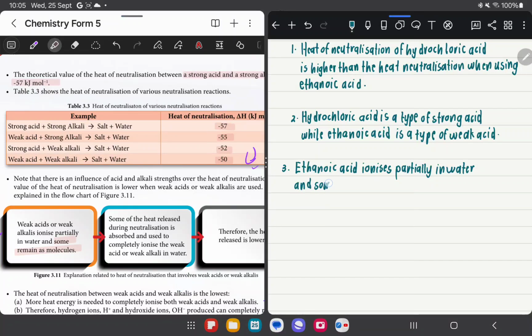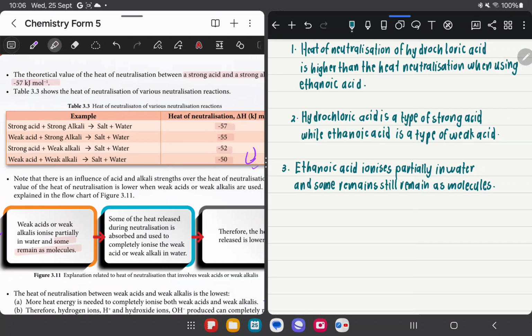some remain as molecule. Maksudnya not completely ionizes. Okay, tak semua ion ethanoic jadi ethanoate ion and also H+. Faham tak? There are some remain as the ethanoic acid itself. So if it still remain in the ethanoic acid molecules type je, it cannot buat reaction untuk produce salt and water. You get me? And some still remain as molecules. This is your next point.